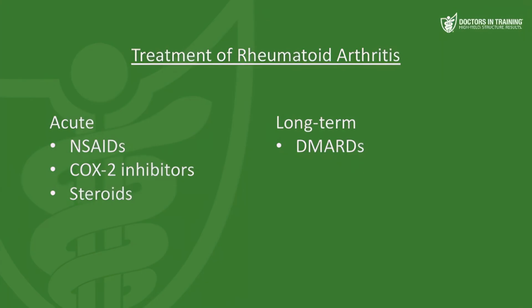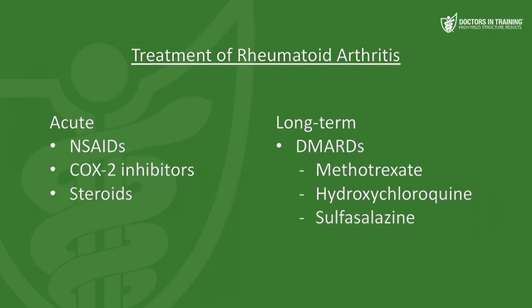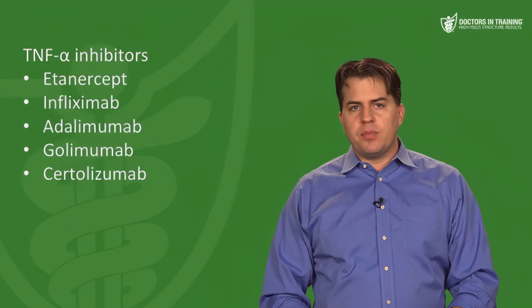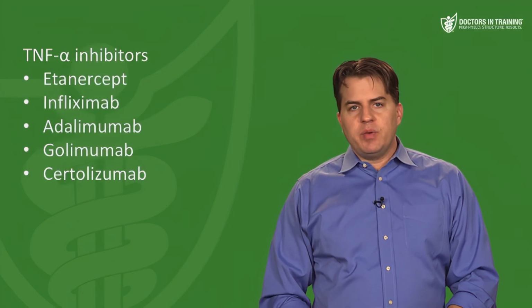DMARDs include drugs like low-dose methotrexate, hydroxychloroquine, sulfasalazine, and also the TNF-alpha inhibitors. They include etanercept, infliximab, adalimumab, golimumab, and certolizumab. So that's it for the osteoarthritis and rheumatoid arthritis discussion. So go ahead and pause the video and work through the end of session quiz on your own. Then we'll go through those answers together.